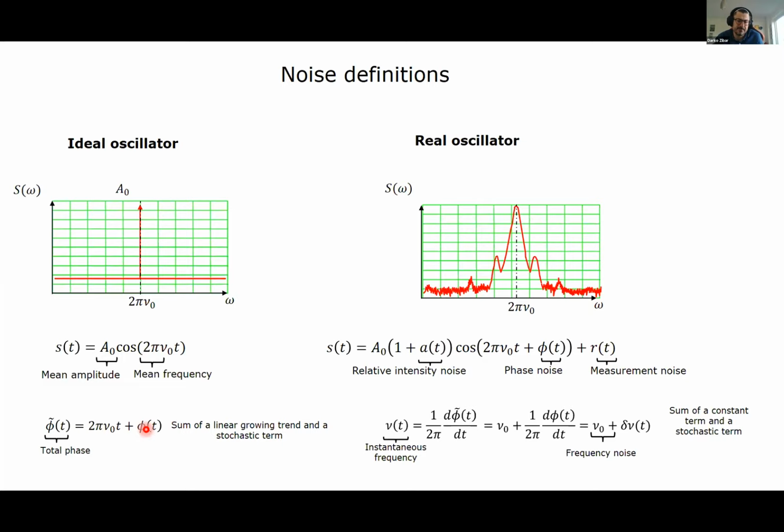Now, if you look at a real oscillator, then we have contributions from both amplitude noise and phase noise. Mathematically, we have the amplitude times (1 + a(t)), where a(t) is the amplitude noise, and then a cosine of 2π f0 t, where f0 is some kind of mean frequency, plus phi(t), which is the phase noise.